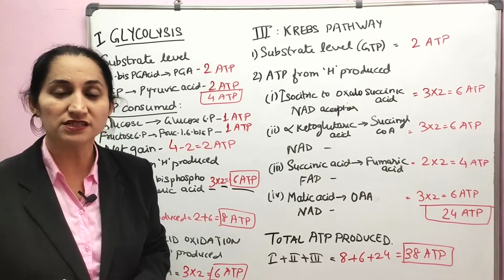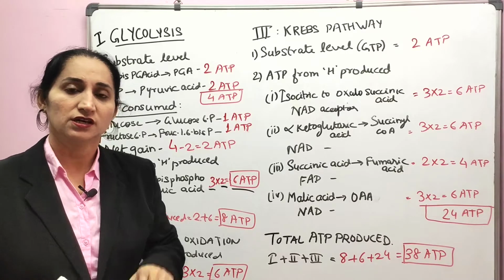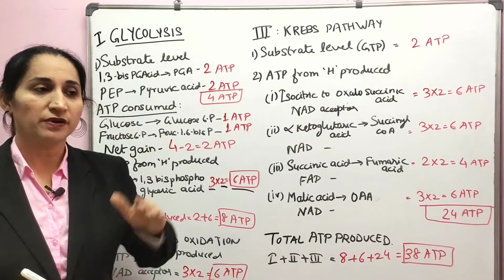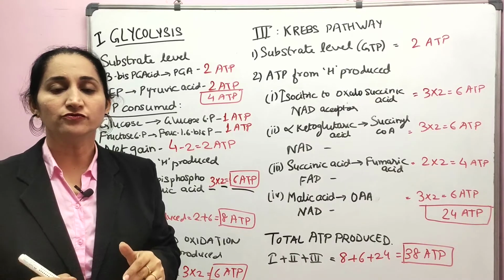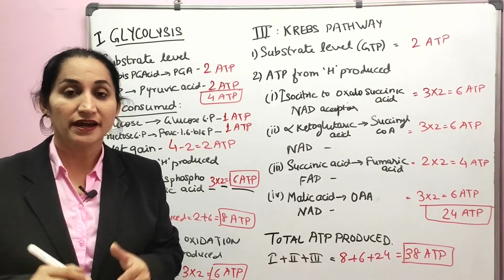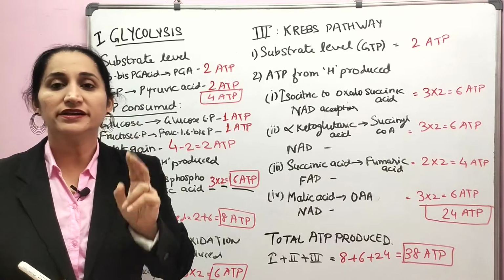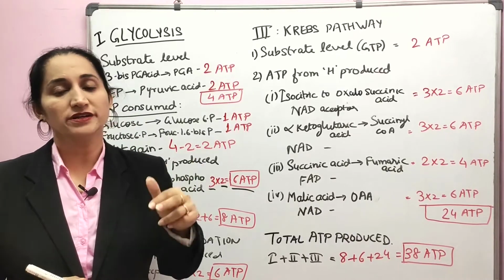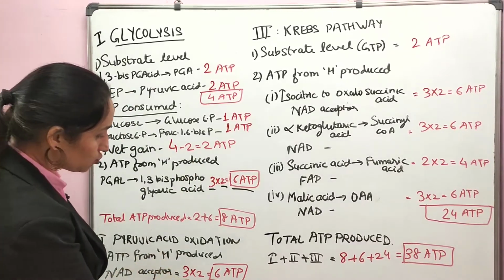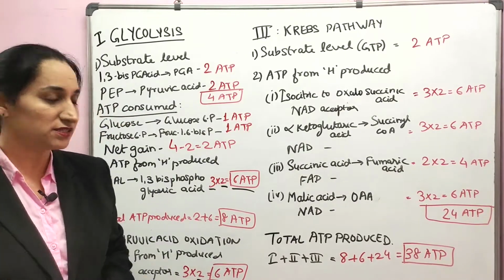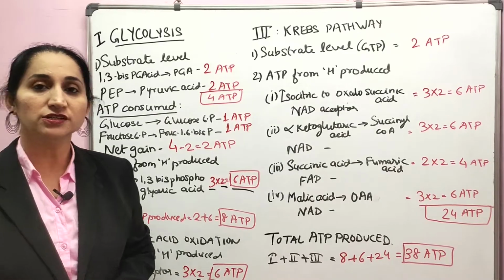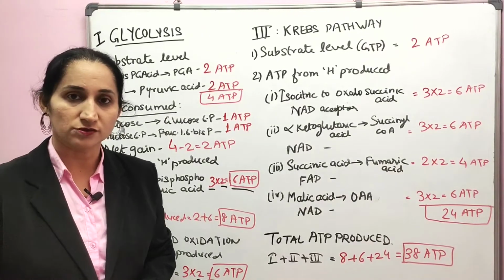Now in the next stage, that is pyruvic acid oxidation, there was only one reaction. Pyruvic acid was converted into acetyl coenzyme A with the help of pyruvate dehydrogenase. At that time again 2 NADH were produced, and those 2 NADH formed 2 into 3, 6 ATPs. So in the second stage of pyruvic acid oxidation, total 6 ATPs were produced.